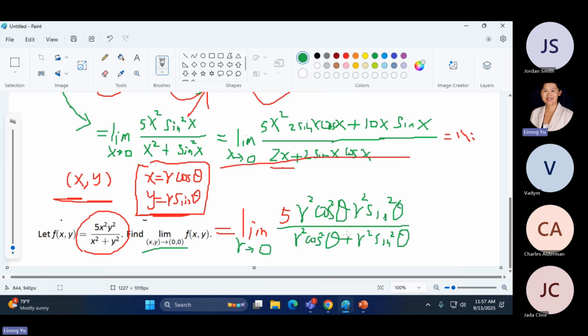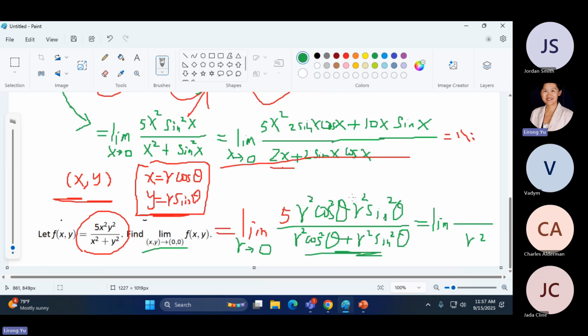So we can focus on the single variable instead of worrying about both. If x, y approaching 0, theta is only an angle. When we do this, realize the denominator has a common factor of r squared. Factoring out r squared, we have cosine squared plus sine squared theta, which equals 1. So the denominator really is just r squared.